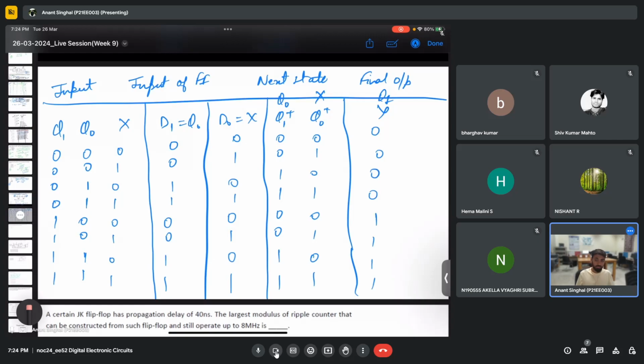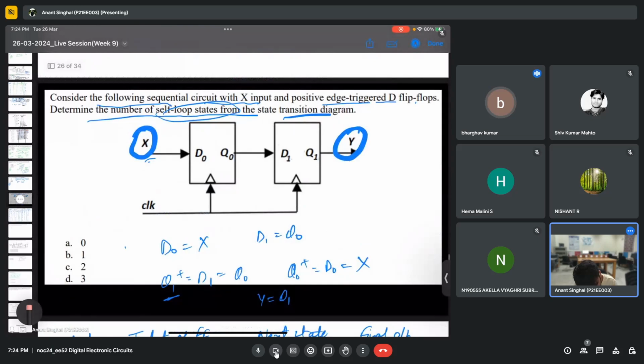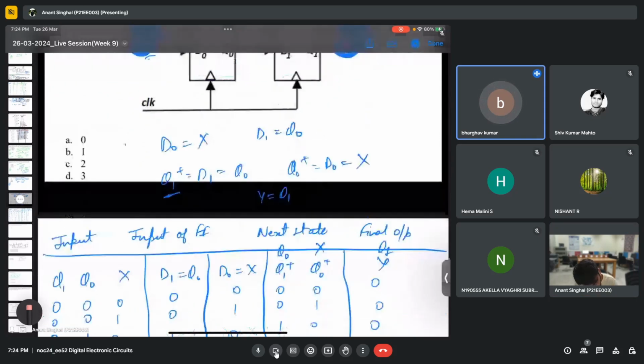Is there any doubt in this table? Please let me know if there is any. Y is Q naught or Q1? Sir, yes, I am not getting the first portion.